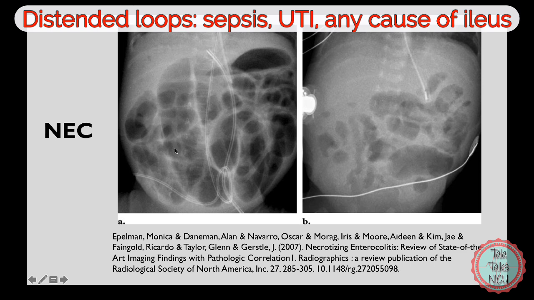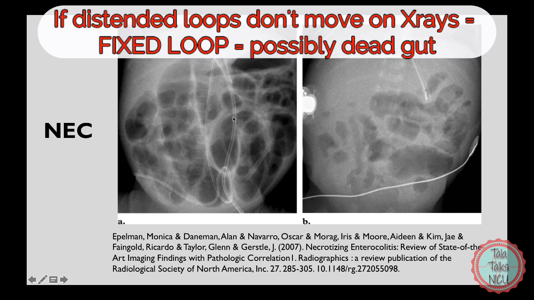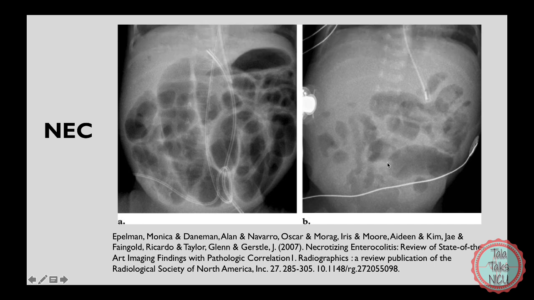So the loops kind of get stuck just because they're not healthy, and so they get full with air. If you get several X-rays and these loops haven't moved along at all, this can be concerning for NEC or even dead gut. This is called a fixed loop. The X-ray on the right also has some non-specific patterns.